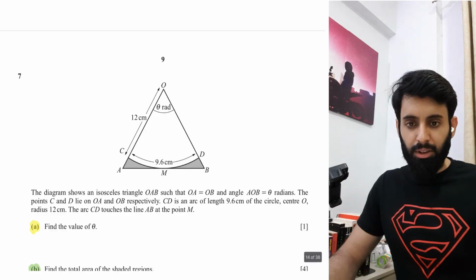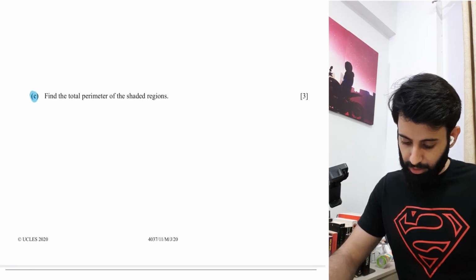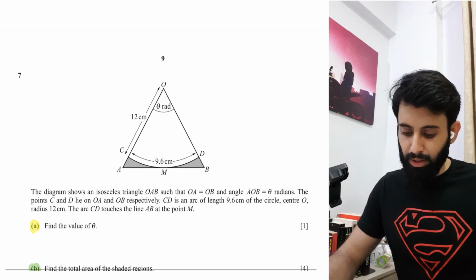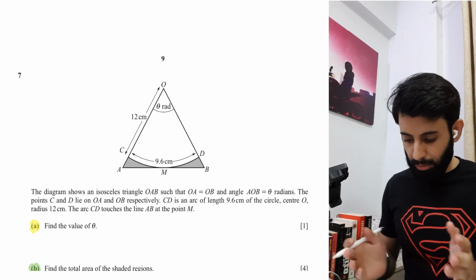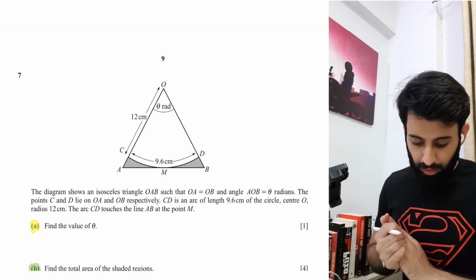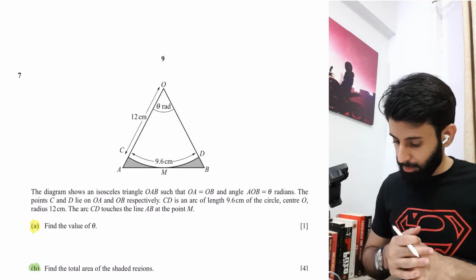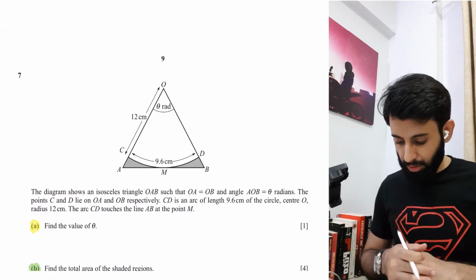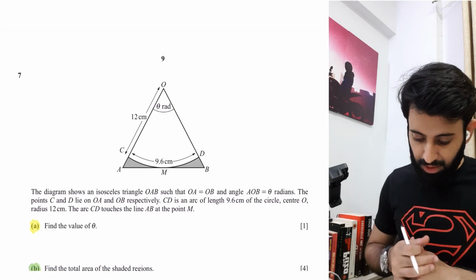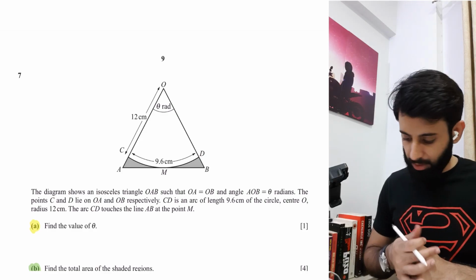Now we come to another question, and this is question number 7, and this I should mention is from May June 2020, paper 1, variant 1. All right, let's get straight to it. So it says the diagram shows an isosceles triangle OAB, and OA is equal to OB, angle AOB is equal to theta radians. The points C and D lie on OA and OB respectively. So make sure that you're looking at the figure also while you're reading the question. CD is an arc of length 9.6 centimeter of the circle, center O, radius 12 centimeter.